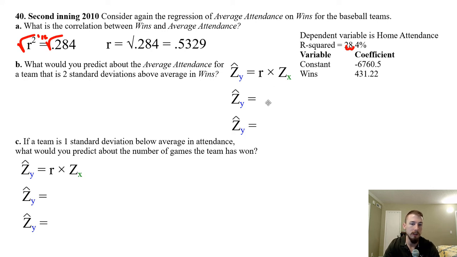Okay, so in this case, it's going to be our correlation coefficient times a positive 2 for our 2 standard deviations above the mean, which is going to give us a positive 1.0658.